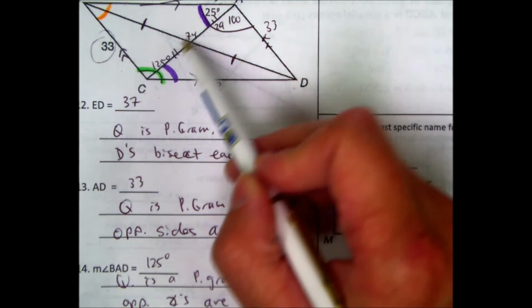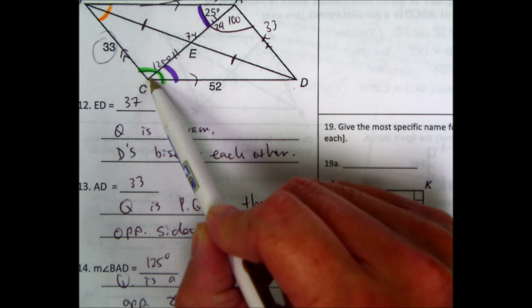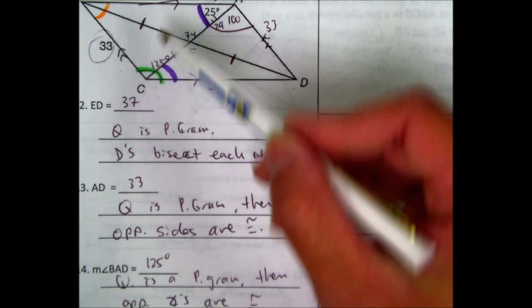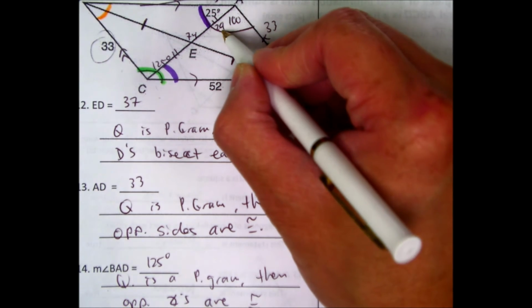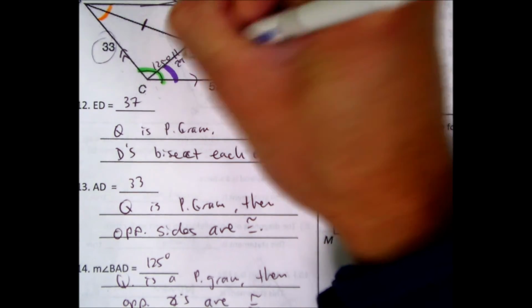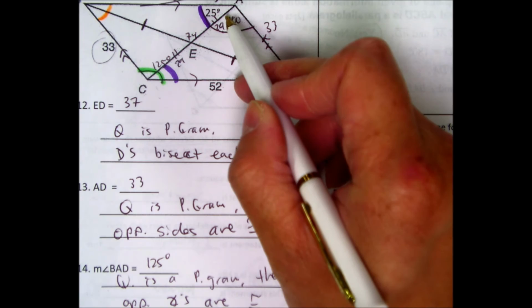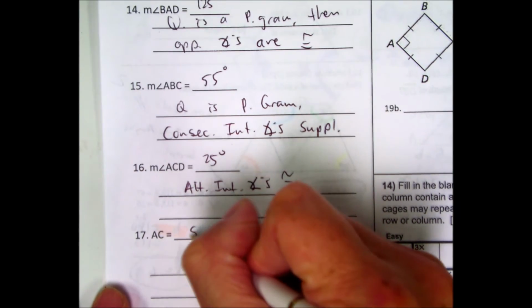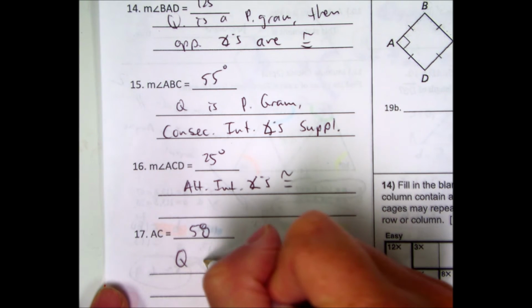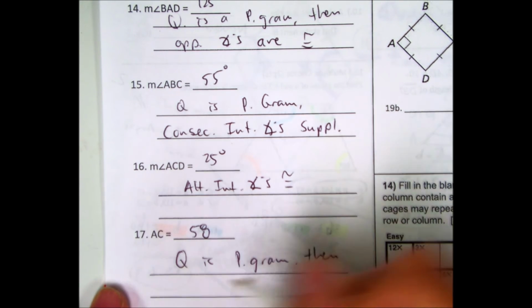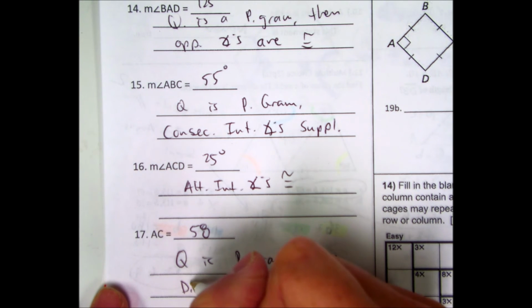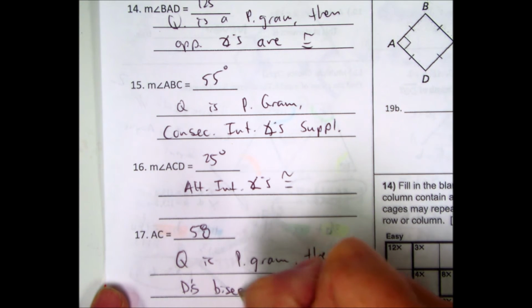AC, so let's go back up here. AC is this whole length. Let's see, AC. This one is 29, so this one also has to be 29. 29 plus 29 gives us 58. So AC is equal to 58. If the quadrilateral is a parallelogram, then diagonals bisect each other.